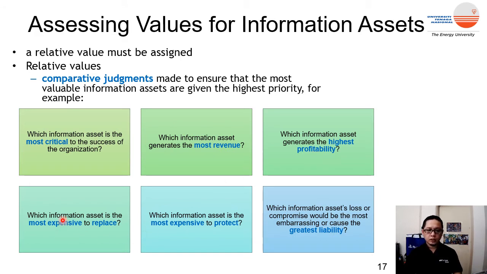And then, which information asset is the most expensive to replace? What is its value and how do you replace it if anything should happen? The next one is which information asset is the most expensive to protect? And lastly, which information asset, if there's a loss or compromise, will be the most embarrassing or cause the greatest liability? This can also be a contributing factor in determining the priority of the asset.